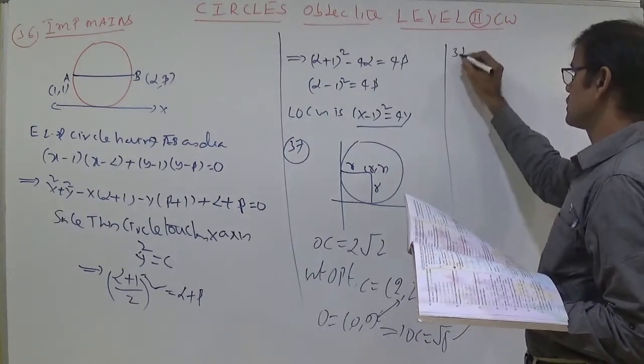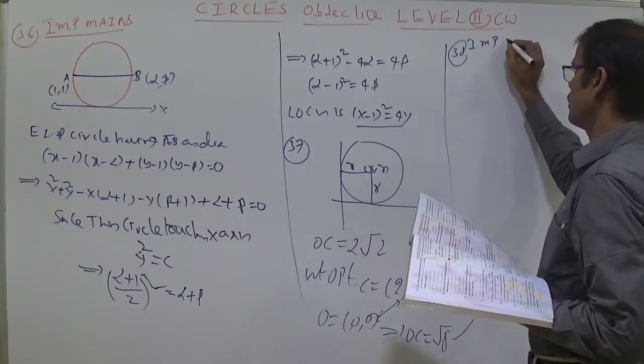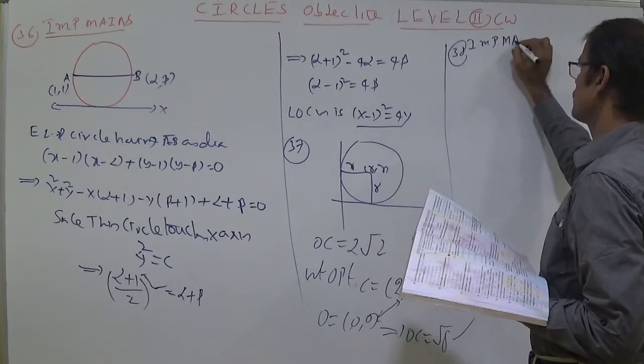Now let us discuss 38. This is important in locus sums. Important for mains, and MSET also.